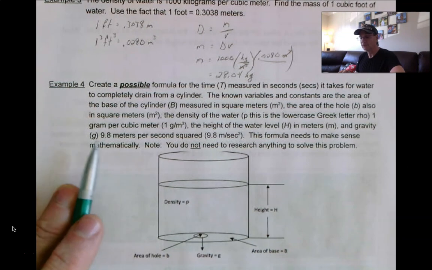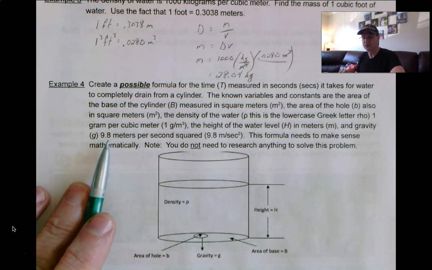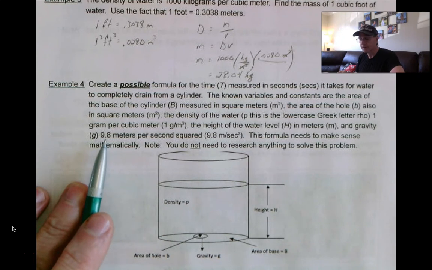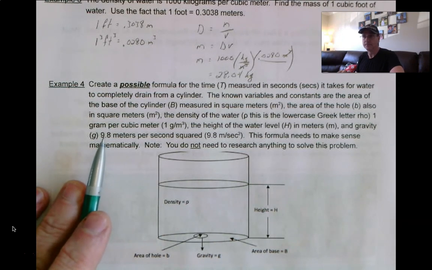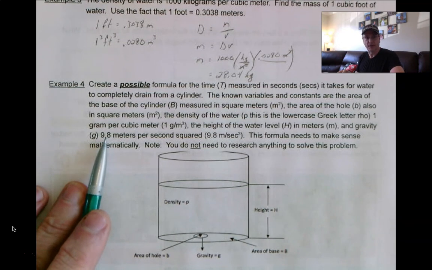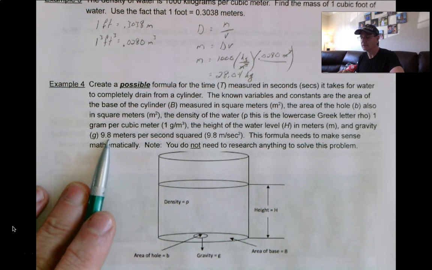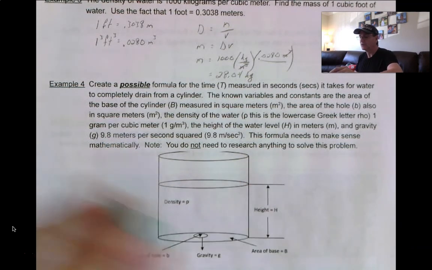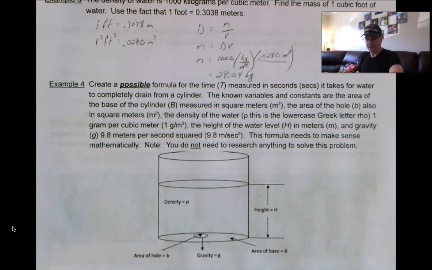We know what gravity is. Gravity is 9.8 meters per second squared. That's a constant on Earth at sea level. It changes in different places, but for the most part, 9.8 meters per second squared is a constant. And this formula needs to make sense mathematically. You don't need to go to the internet. You don't need to plug this in and find out what the formula is. All I want the formula to do is to make sense mathematically.